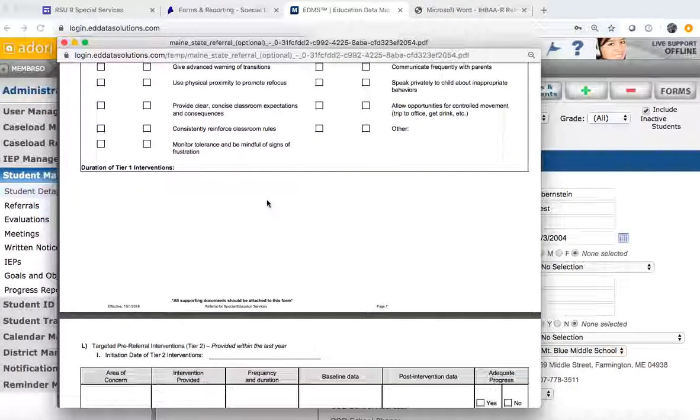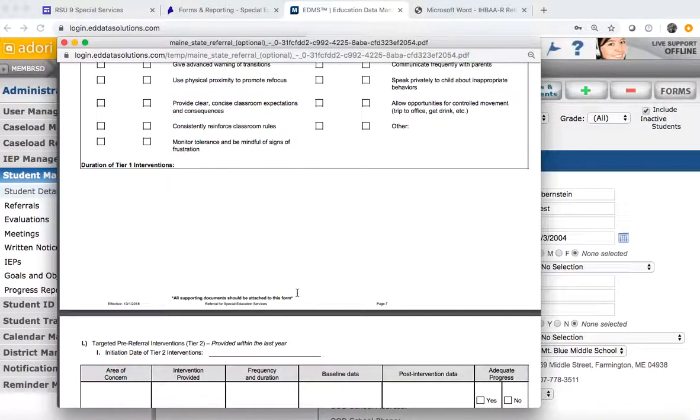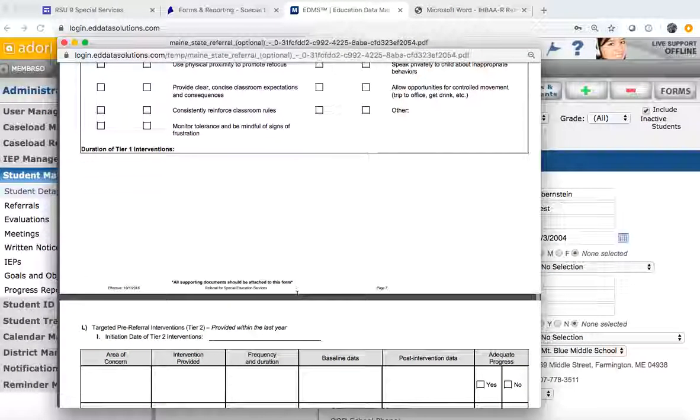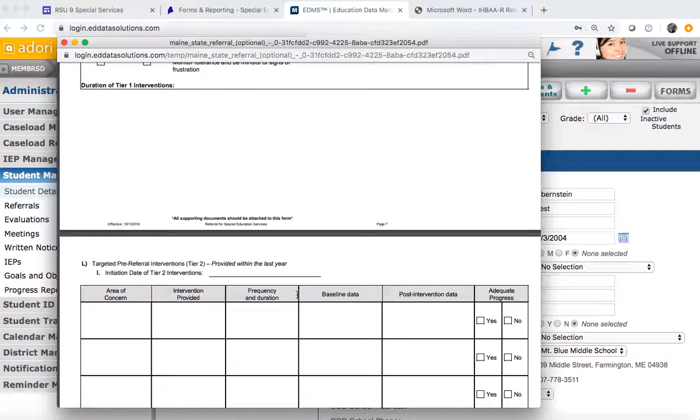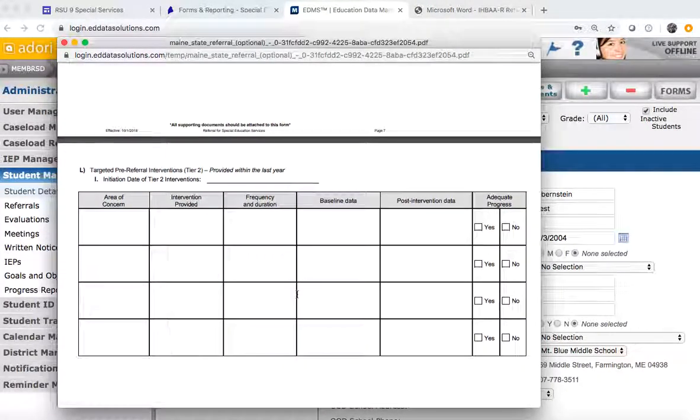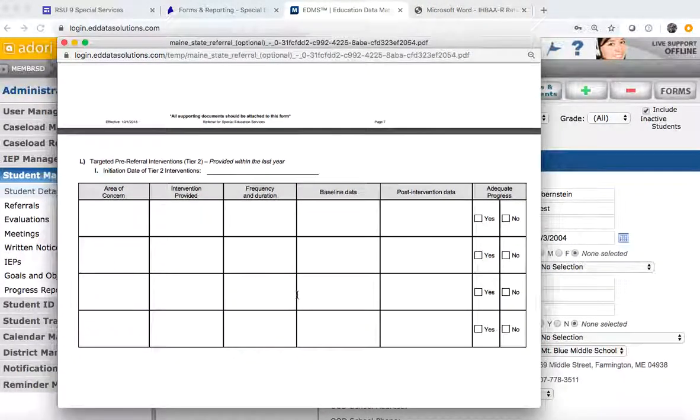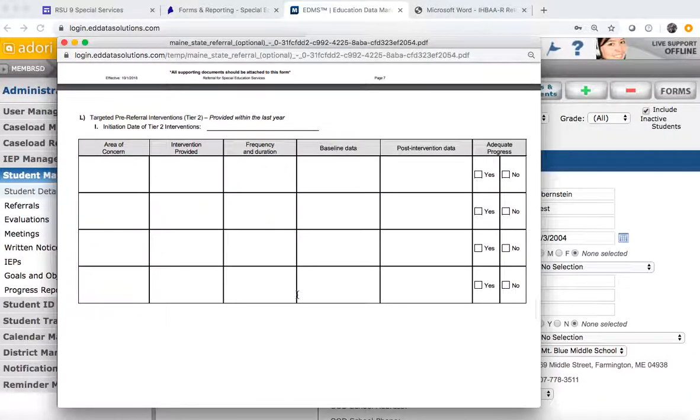You'll see at the bottom of the page it says, very small, all supporting documents should be attached to this form. That's really important for the next section, section L, targeted pre-referral interventions or tier 2 interventions. These are the actual interventions, the activities, the instruction that the general education teacher implemented that was designed to improve that area of need. Supporting documents should be attached, not the documents that say what the improvement or lack of improvement was. That must be included here.